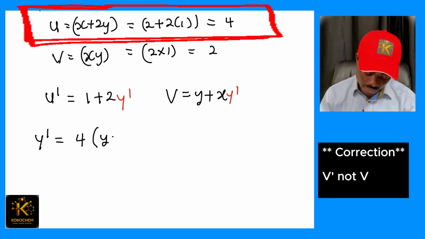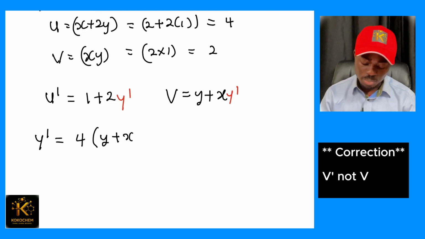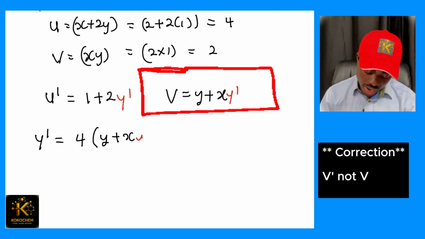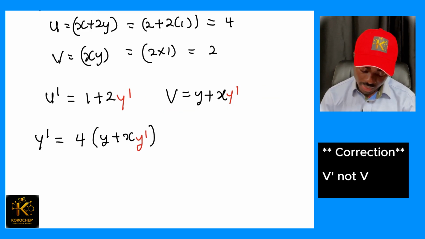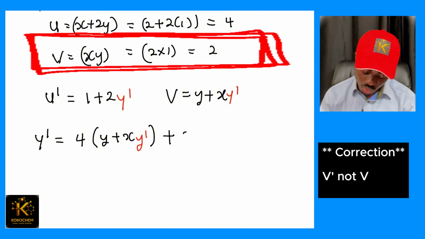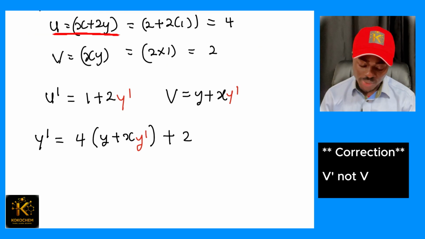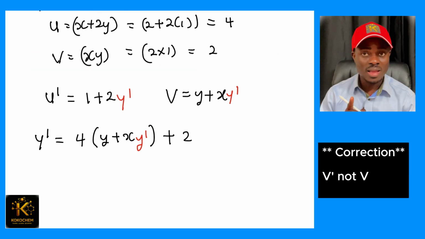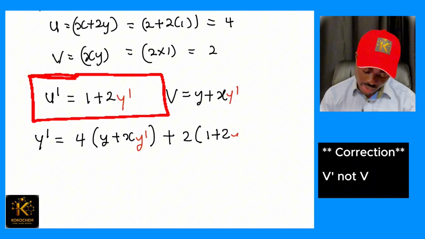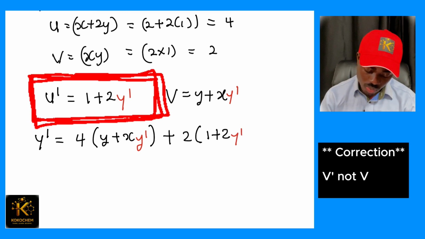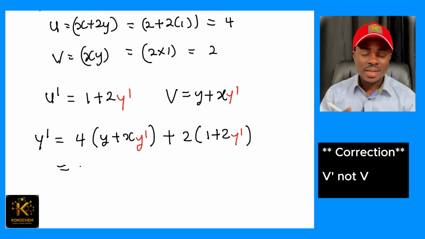Now the 4 show. Open bracket v prime, v prime is a y plus x y prime, close bracket plus v value. Now the 2 show. Try x y because one here. Open bracket u prime a 1 plus 2 y prime. And we catch the coordinate now, y is 1.